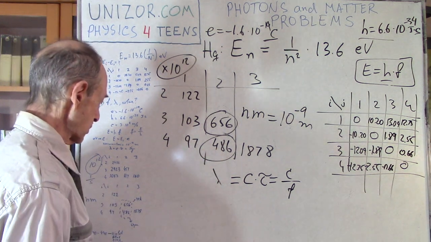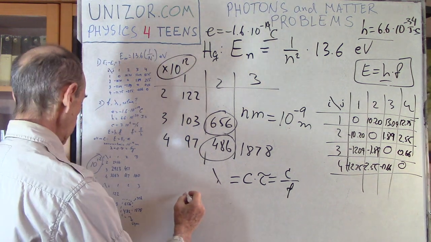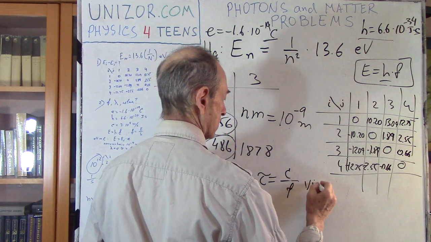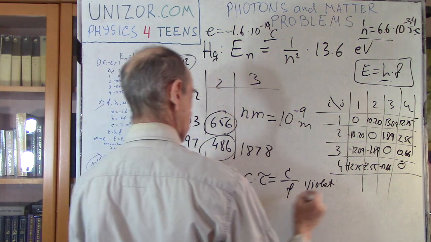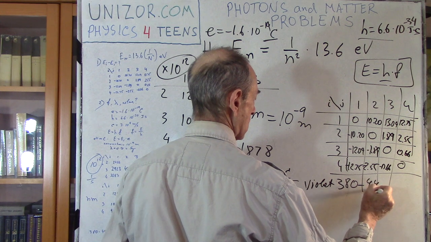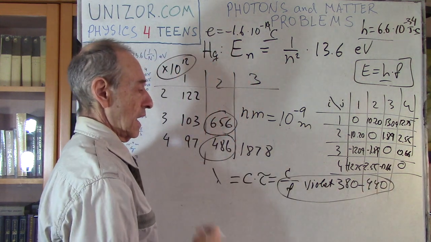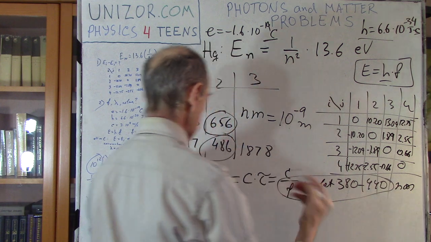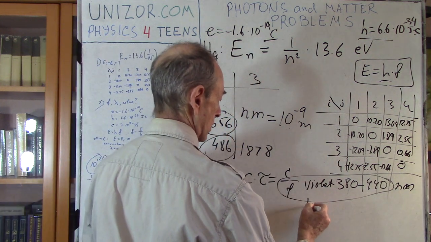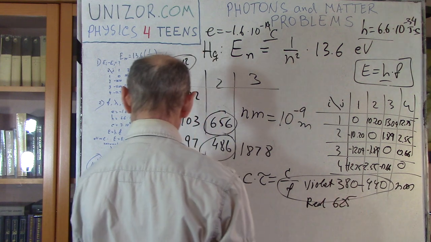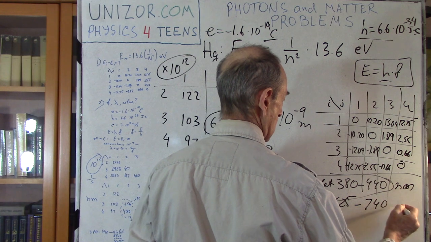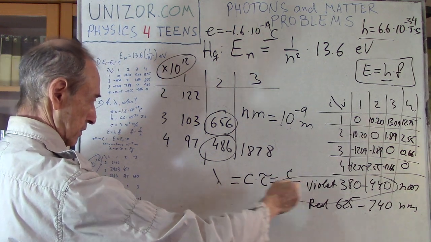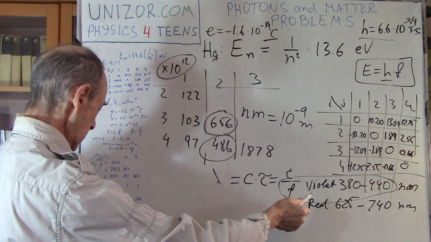Basically, the shortest which we see is the violet. Violet is, let me put it here, violet, it's 380 to 440 nanometers. And that's the shortest wave which we see. And the longest, which is red, from 625 to 740 nanometers. So in between you have, after violet, in increasing wavelengths, blue, cyan, green, yellow, orange, and then red.